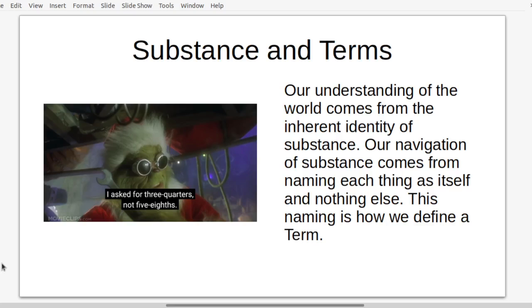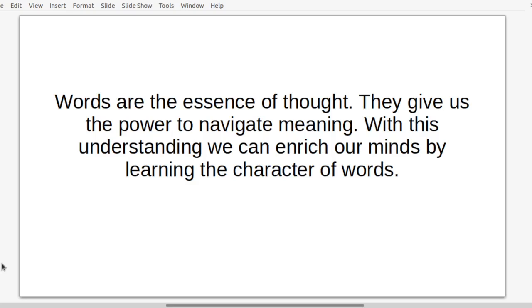So we have to have something that has an identity, which we'll get to later, and those are the substances and the terms that they're called, hence the picture that I've chosen for this. Our understanding of the world comes from the inherent identity of substance. Our navigation of substance comes from naming each thing as itself and nothing else. This naming is how we define a term. We'll cover more of this in the logic portion, and that'll be part 2.